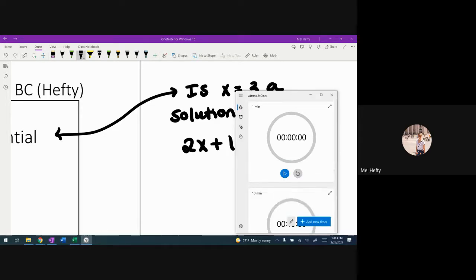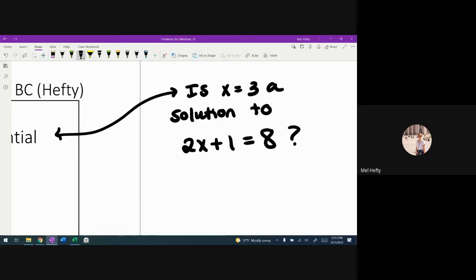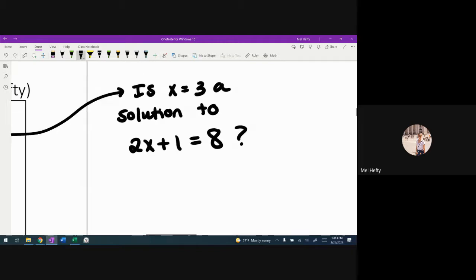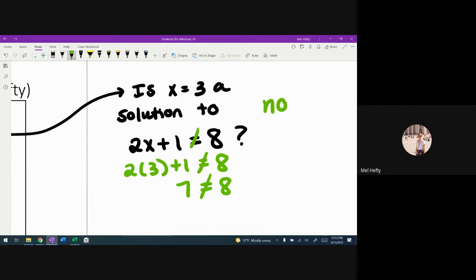All right, let's continue rolling. I have an algebra 1 question for you because it's the same question. Our solution just looks a little bit different. How could I answer this question? Is x equals 3 a solution to the equation 2x plus 1 equals 8? No. How do you know? All right, so I could plug in 3, right? I could do 2 times 3 plus 1 equals 8. That 6 plus 1 is 7 equals 8. No, not true.